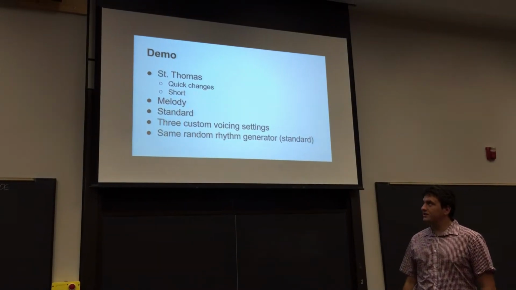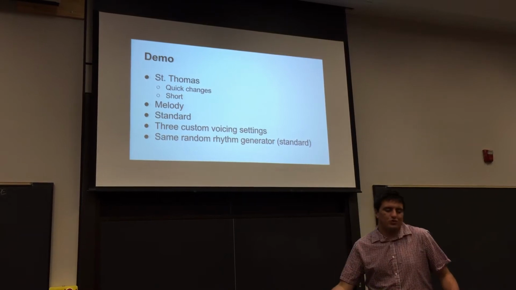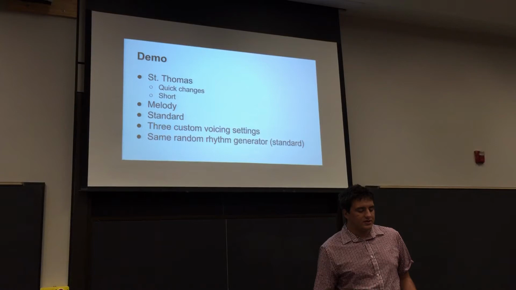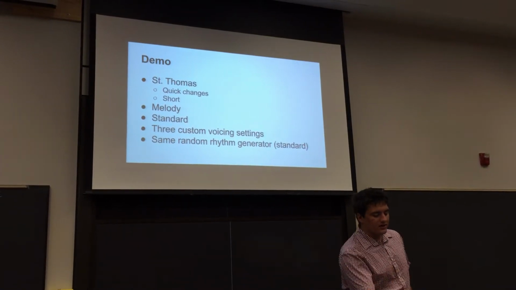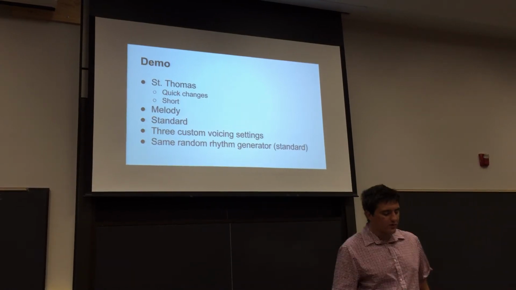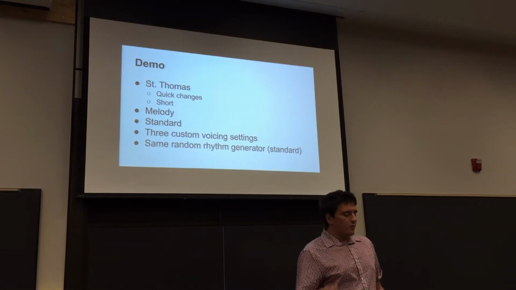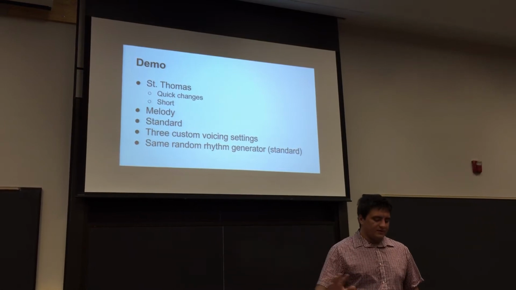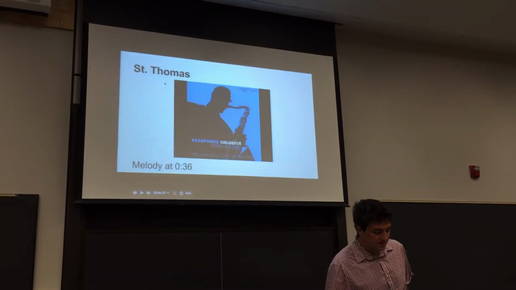The tune is called St. Thomas by Sonny Rollins. We're using it because it's got really quick chord changes and it's got a short melody. We're going to play the melody as played by Sonny Rollins. Pay attention to the piano, because that's what we're mimicking. I'm going to play the standard system that was already implemented, as well as 3 custom voicings we generated with the program. And just to let you know, the rhythms are generated by the same random rhythm generator, so that we didn't really change much about that. So listen to the notes, not the rhythms.